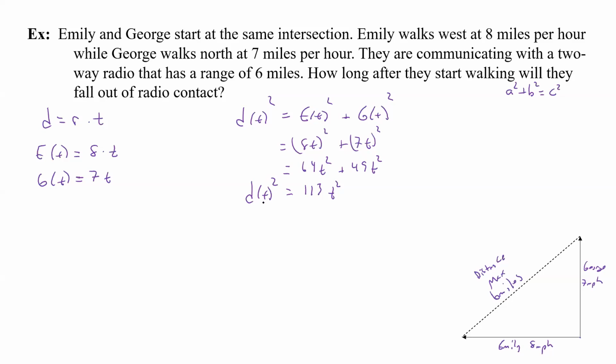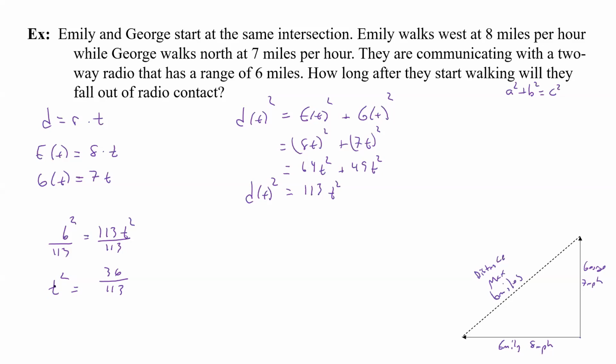But we know what the d of t is equal to, and so now we have to think about how we want to do this. We can plug in and do square roots and all that stuff. To start with, we can plug in our values. What is the distance here? Well, that's 6. So 6 squared equals 113t squared. So we'll divide by 113. So t squared is equal to 36 over 113.